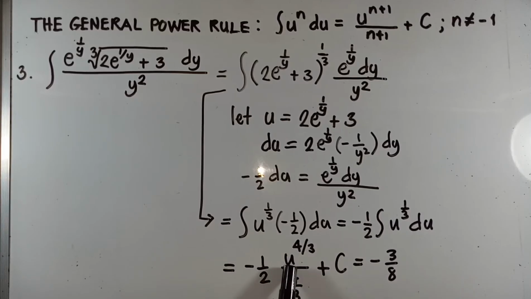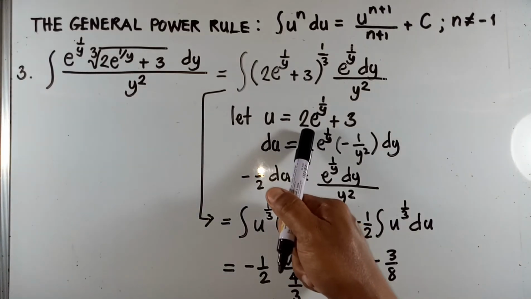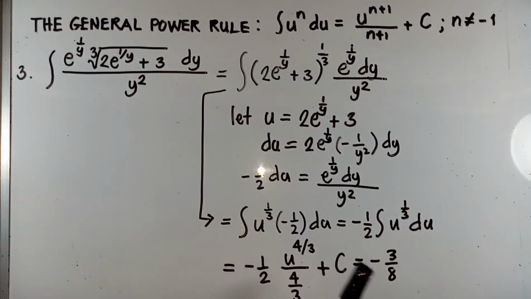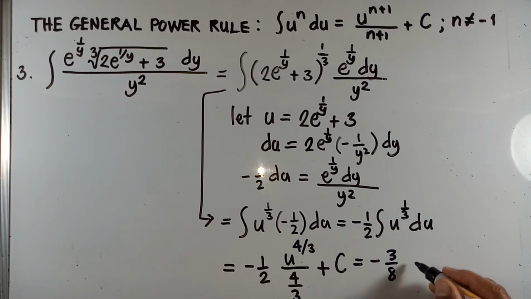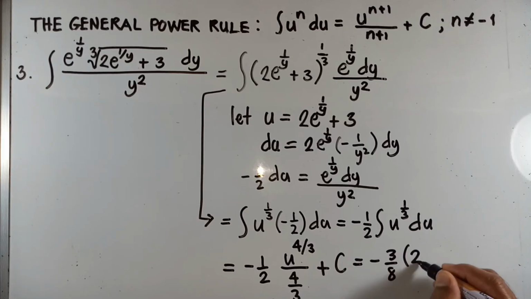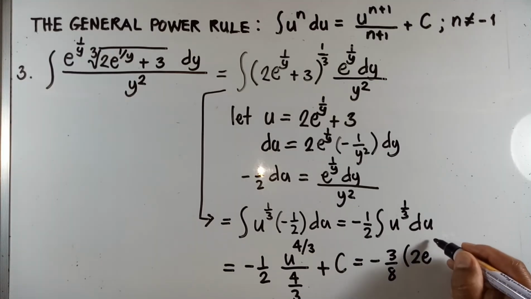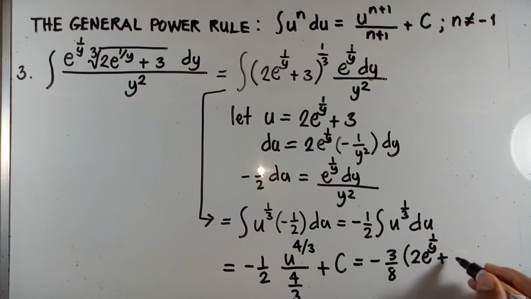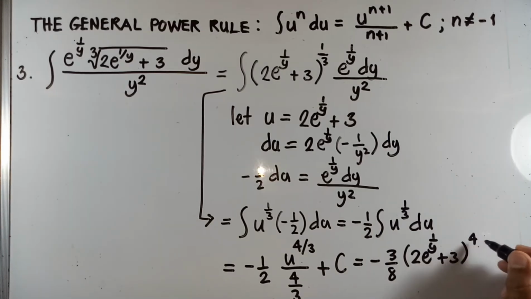And then yung u natin ay equal sa 2 times e raised to 1 over y plus 3. So, papalitan natin yung u na yon ng 2 and then e raised to 1 over y and then plus 3 and then raised to 4 over 3. And then plus c. And this is now our answer.